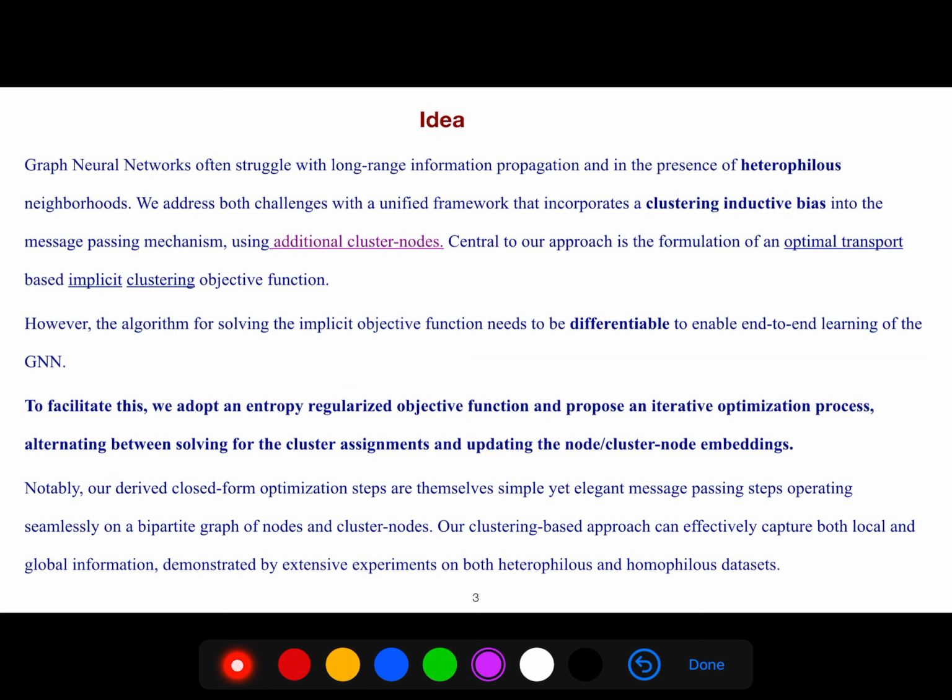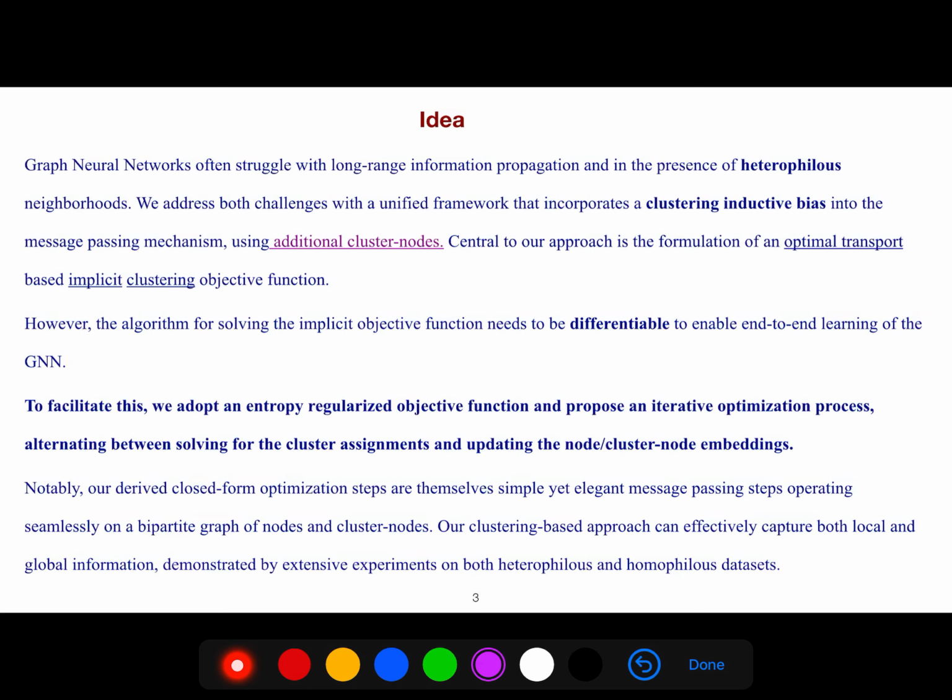So graph neural networks often struggle with long-range information propagation, and in the presence of heterophilous neighborhoods, we address both challenges with a unified framework that incorporates a clustering inductive bias into the message passing mechanism using additional cluster nodes. Central to our approach is the formulation of an optimal transport-based implicit clustering objective function. However, the algorithm for solving the implicit objective function needs to be differentiable to enable end-to-end learning of the GNN.